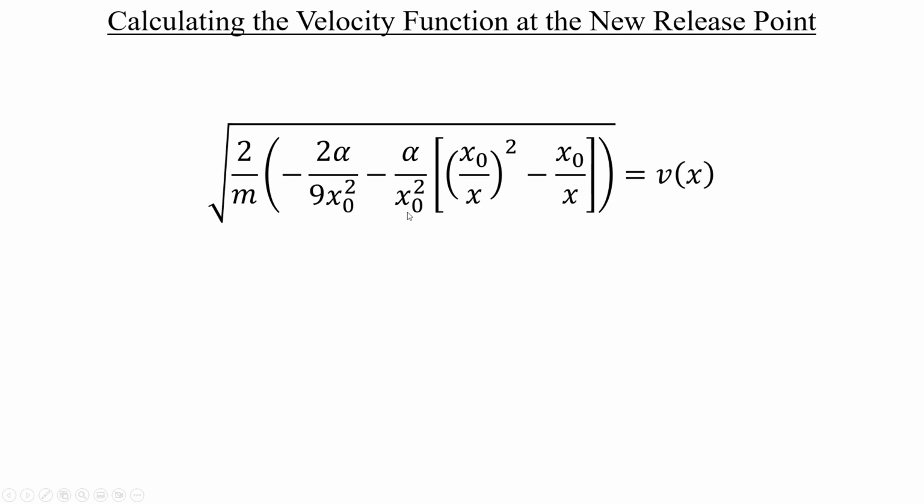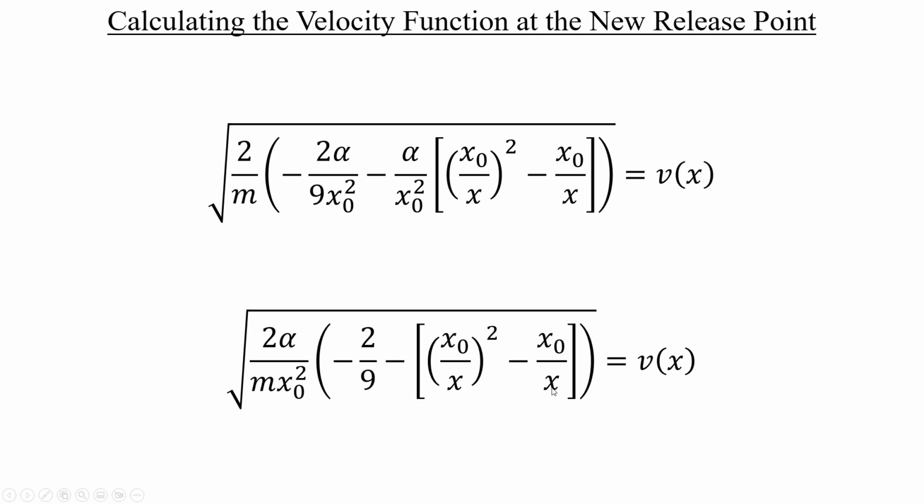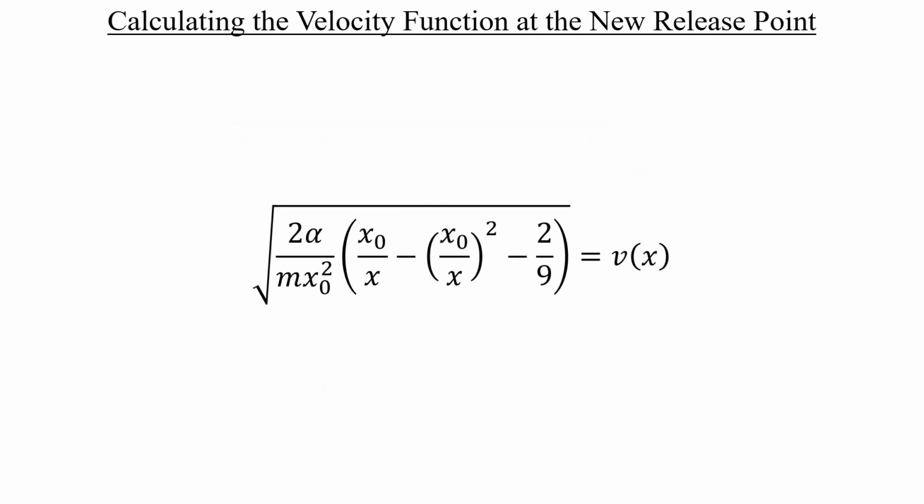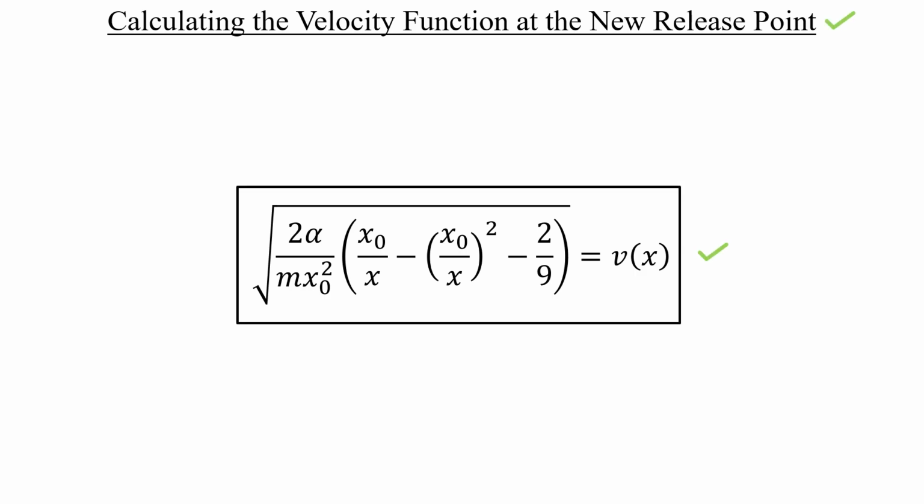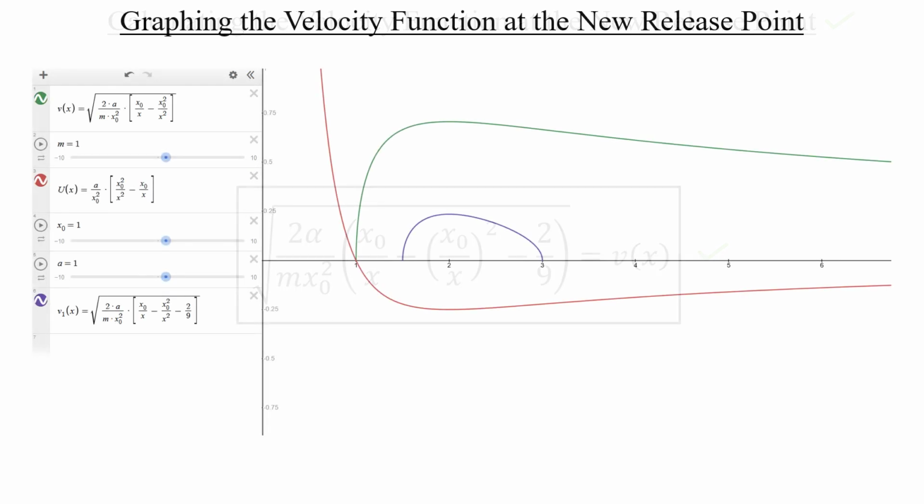Alpha over x naught squared can be taken outside these outermost parentheses, and we can also distribute this second negative sign into the square brackets and rewrite the whole thing like this. That's our velocity function for the new release point. Let's add it to the graph and see how it looks. Quite different from that green velocity function, isn't it?